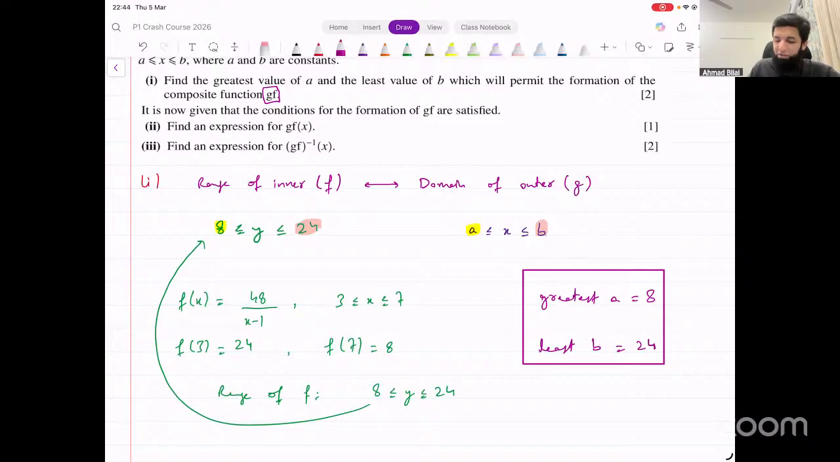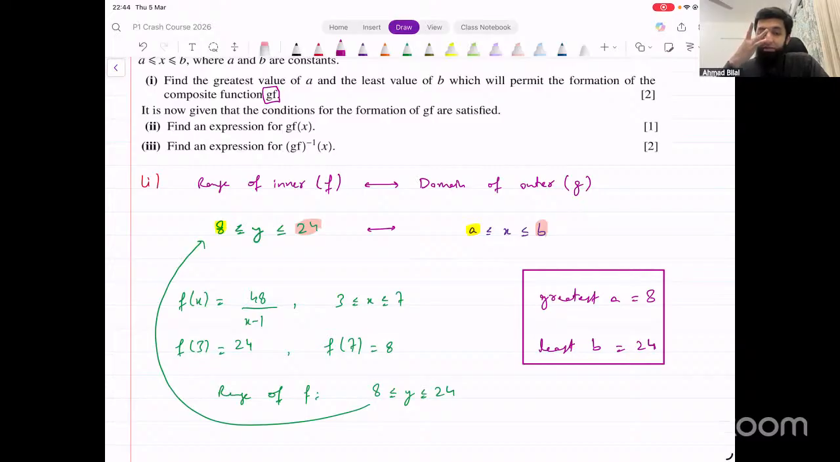If a was any bigger than this, for example, if a was 9, then we would not be able to input all of these values there. So that's why this is the greatest possible value of a. Otherwise, the whole of this range cannot be input in that domain. So we just compare them. The value for a should be 8 and b should be 24. Is that okay? Any problems with this?